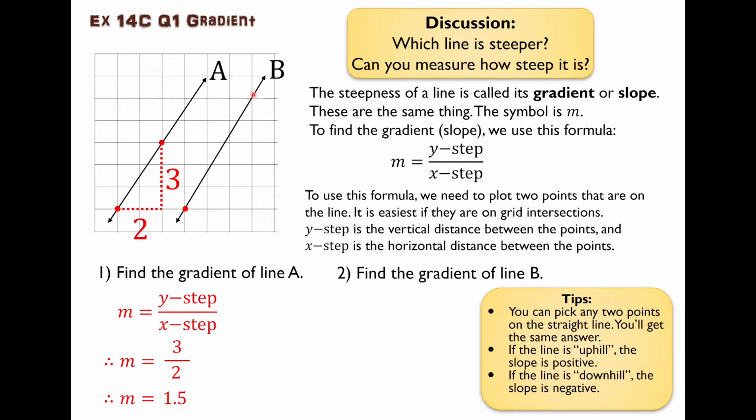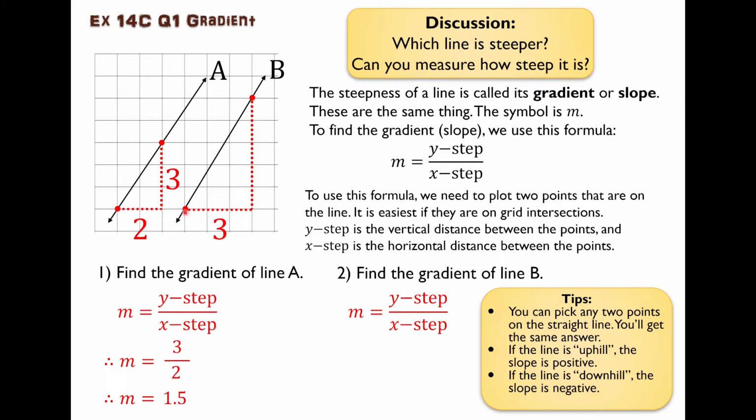This one, there we go, this one lies on a grid intersection. So I'll pick these 2 points. I'll write my formula, m equals y step over x step. I will go across and then up. Sometimes you might need to go across and down. But in this case, across and then up.